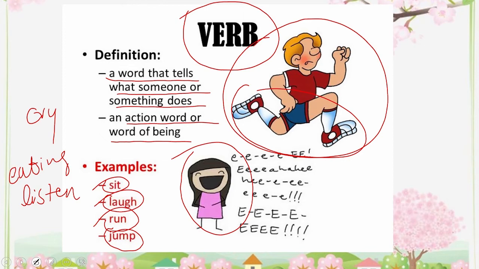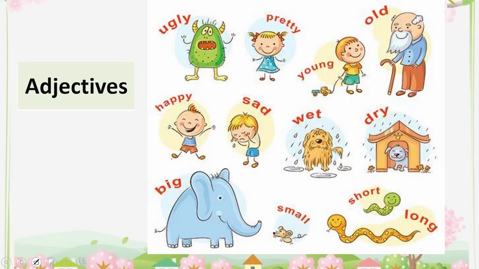Cry, eating, listen, sit, laugh, run, jump, type, write, cook, everything. And these are the adjectives. We call them describing words, which describe nouns. Its color, size, smell, quality, everything they describe.